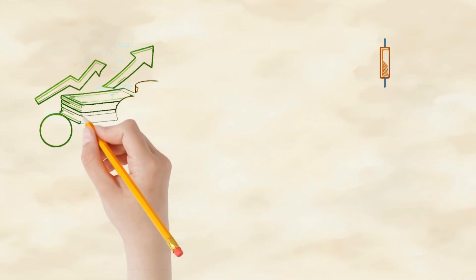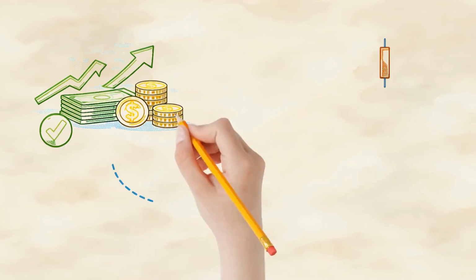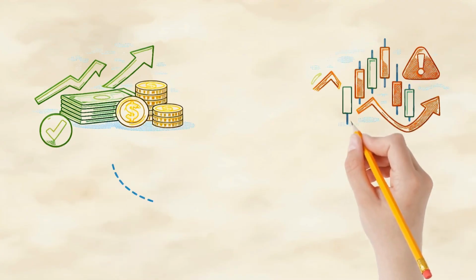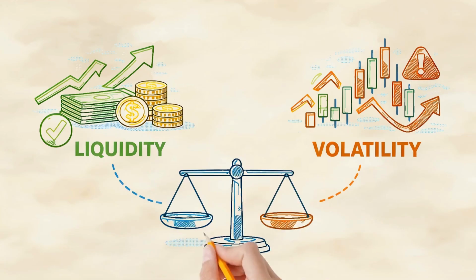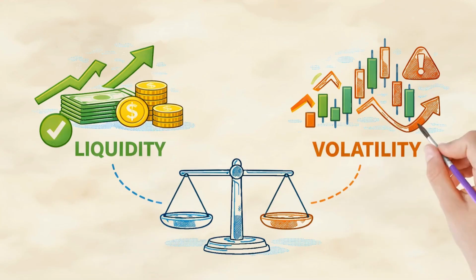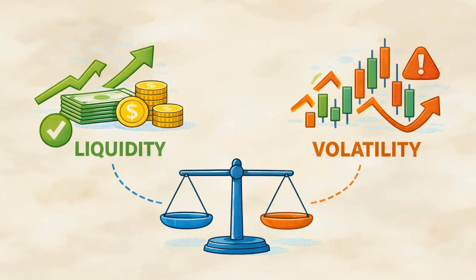Mini summary for bucket 1. If you understand bid, ask, spread, and market versus limit orders, you already understand what most beginners don't. Now, 2 words that tell you how smooth trading is: liquidity and volatility.